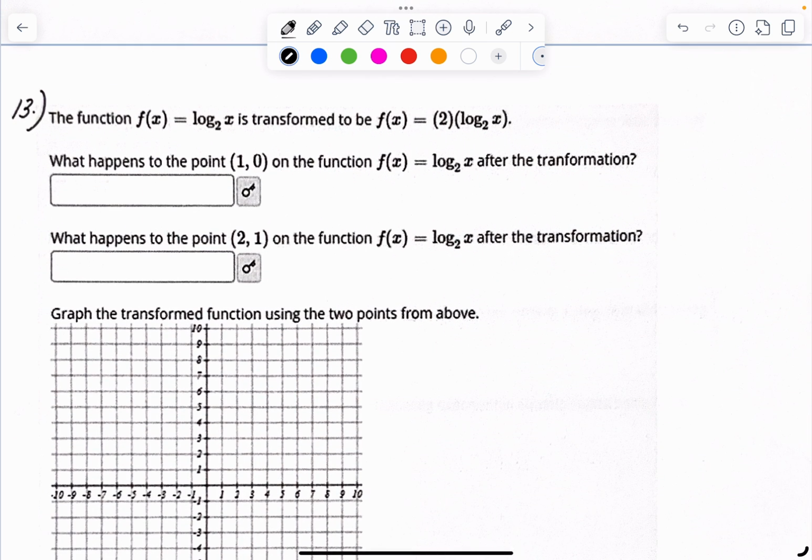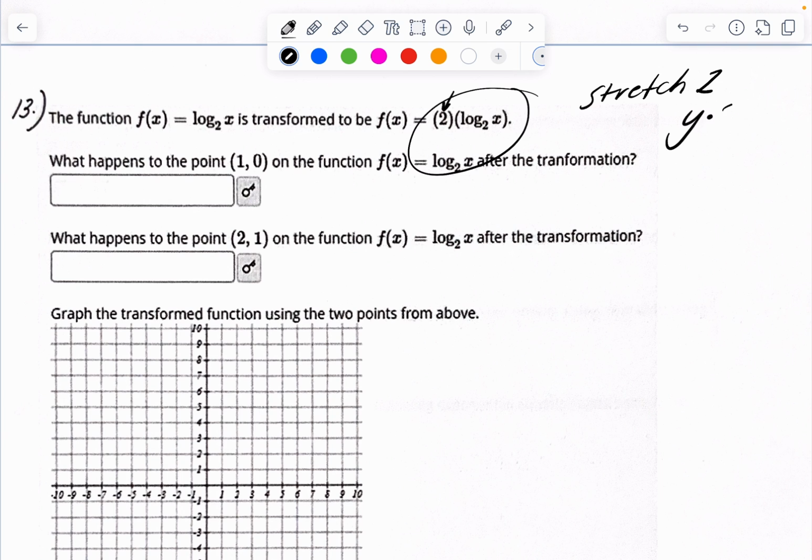It says, okay, here is a log. It has been transformed. What is the transformation? Well, the only transformation is a stretch of 2. We know stretches and compressions go to the y values. We times them by 2.